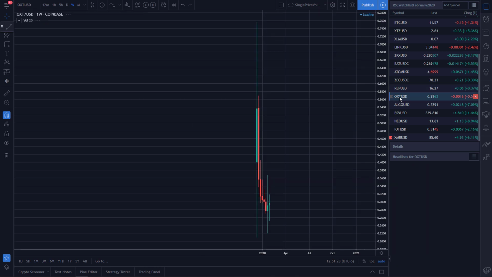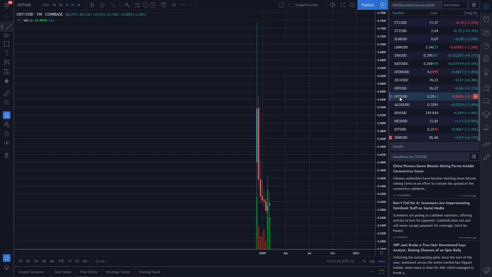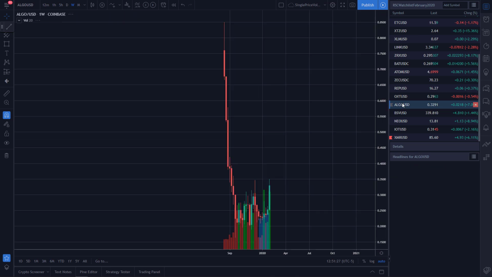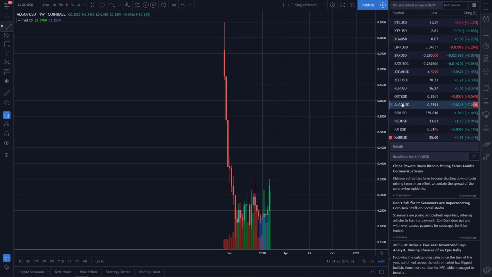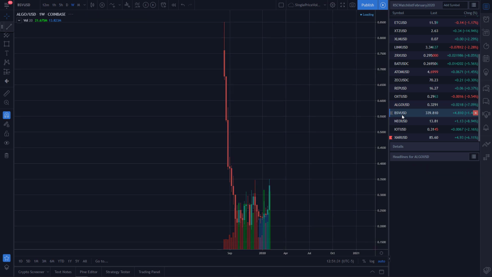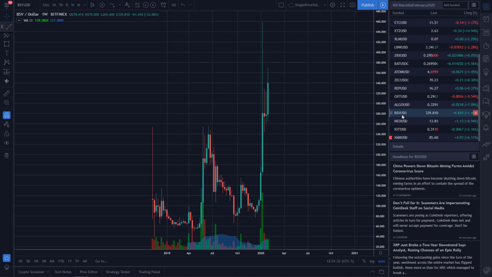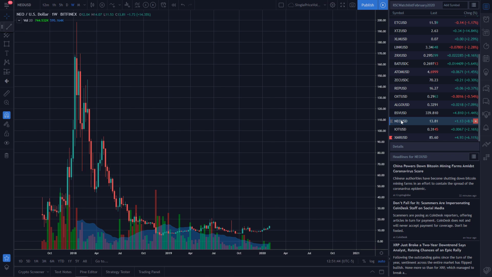We have, let's see, REP here, OXT. A lot of these are starting to get into altcoin territory. Algo, don't have a whole lot of history with this one. This is Bitcoin SV, and this one looks really good as well. This one has broken into a daily uptrend. Or I'm sorry, this is a weekly uptrend. Definitely a weekly uptrend at this point.